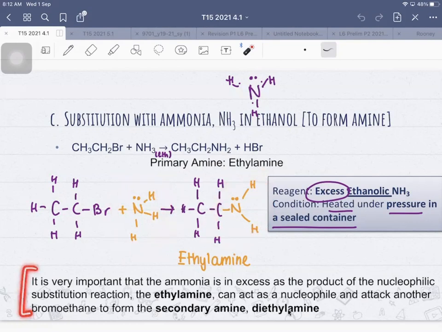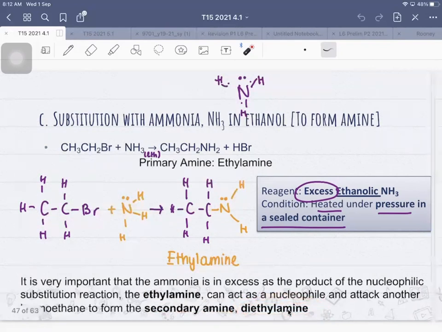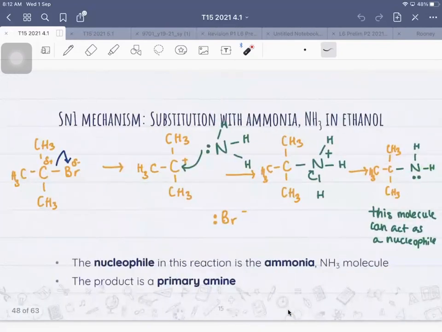So that part is what I wanted you to copy down in the very last lesson. It is very important that ammonia is in excess, as the product of the nucleophilic substitution reaction, the ethylamine, can act as a nucleophile and attack another bromoethane to form a secondary amine, diethylamine. So instead of ammonia attacking, when you have ethylamine attacking as a nucleophile, you will form what we call a diethylamine.